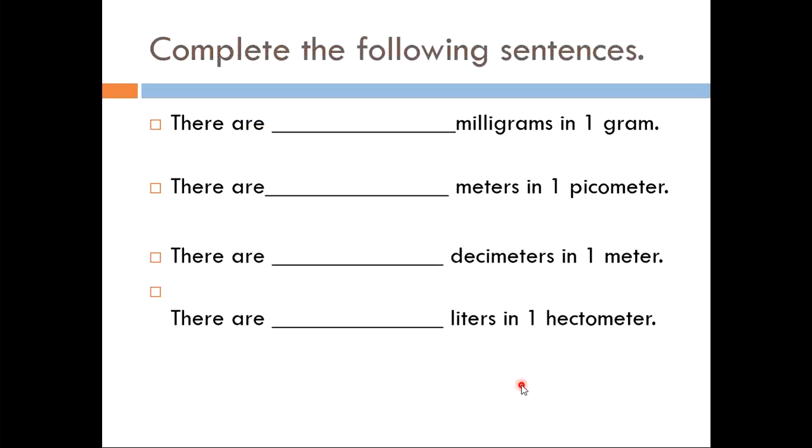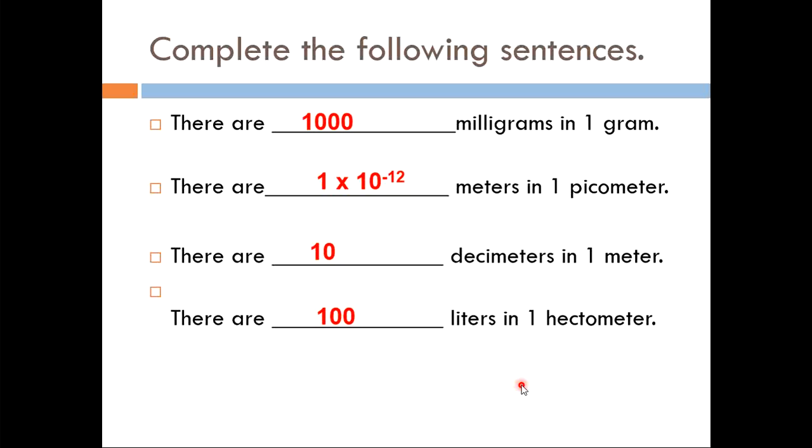Go ahead and complete these sentences. How many milligrams are there in 1 gram? There are 1,000 milligrams in 1 gram. How many meters are there in 1 picometer? There are 1 times 10 to negative 12 meters in 1 picometer. There are 10 decimeters in 1 meter, and there are 100 liters in 1 hectoliter.